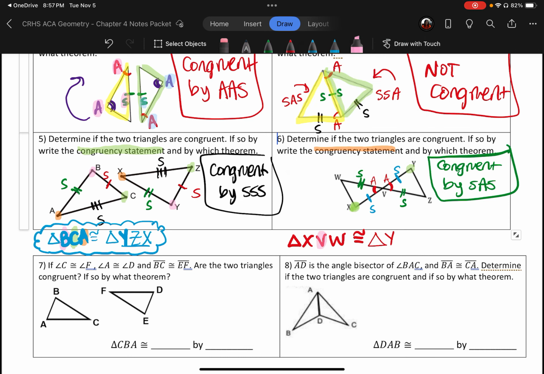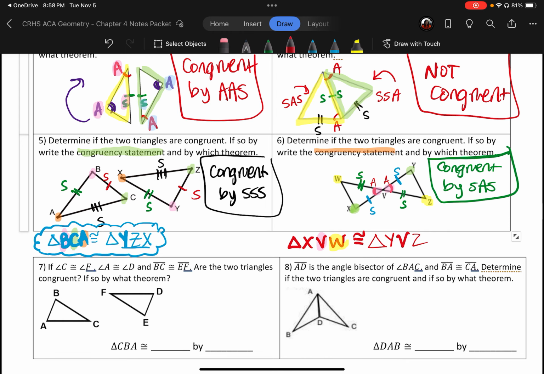Next we have V. V is going to be this red angle right here, so it matches up with this red angle, so V. And then we only have one letter left. The only letter left I have here is W. W is with the red and the green. Red and the green matches up with Z. So my congruency statement is that triangle XVW is congruent to triangle YVZ. All right.